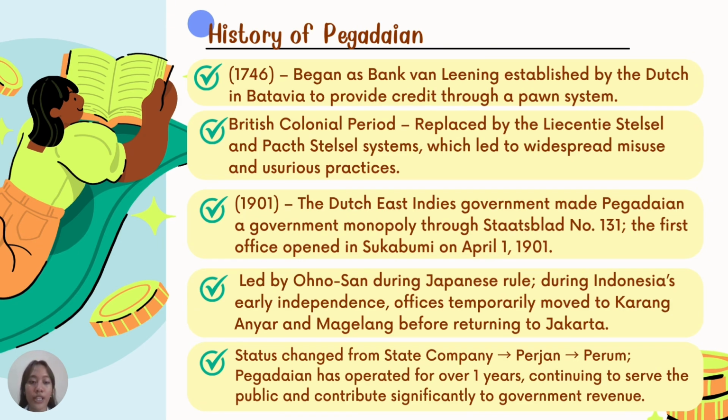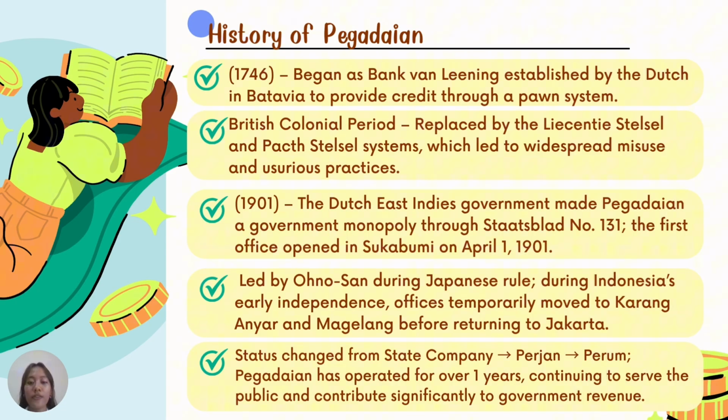and the first state Pegadaian was established in Sukabumi on April 1, which is now celebrated as Pegadaian's anniversary. At the beginning of the Republic of Indonesia, the offices were temporarily moved from Karanganyar or Kebumen and Magelang due to Dutch aggression, before finally returning to Jakarta.